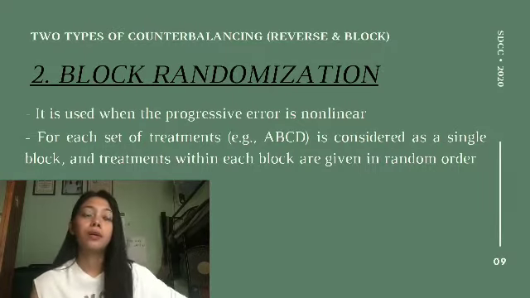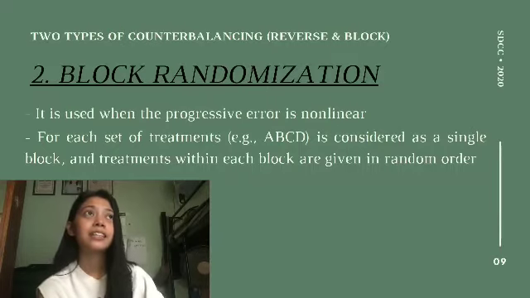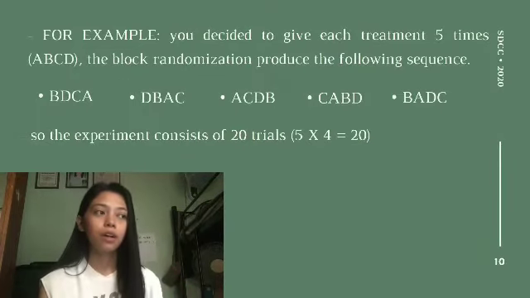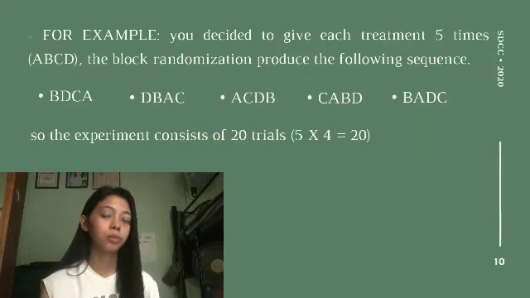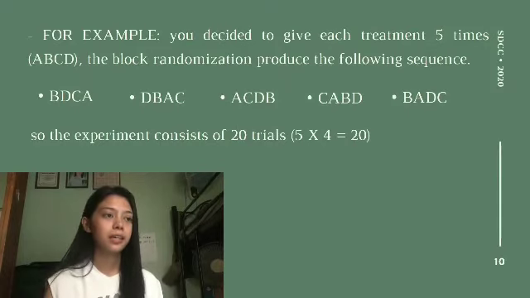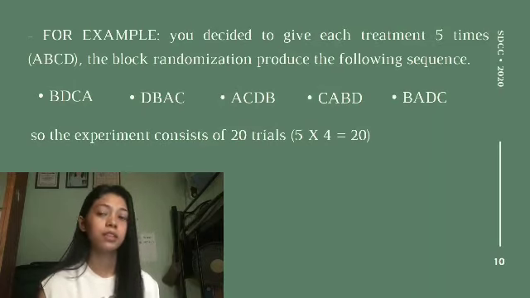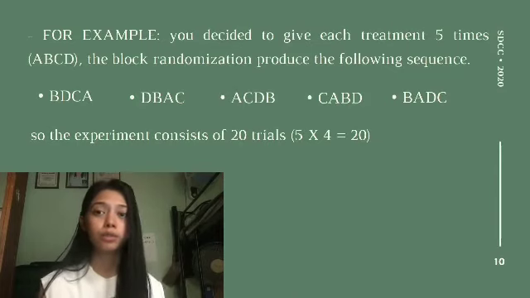What is a block? A block consists of letters. It can contain any letters as long as it is a set. For example, you decide to give each treatment 5 times: A, B, C, D. The block randomization procedure gives the following sequence: BDCA, DBAC, ACDB, CABD, BADC. Each of the 5 blocks is randomized. If we multiply it, it will equal 20.